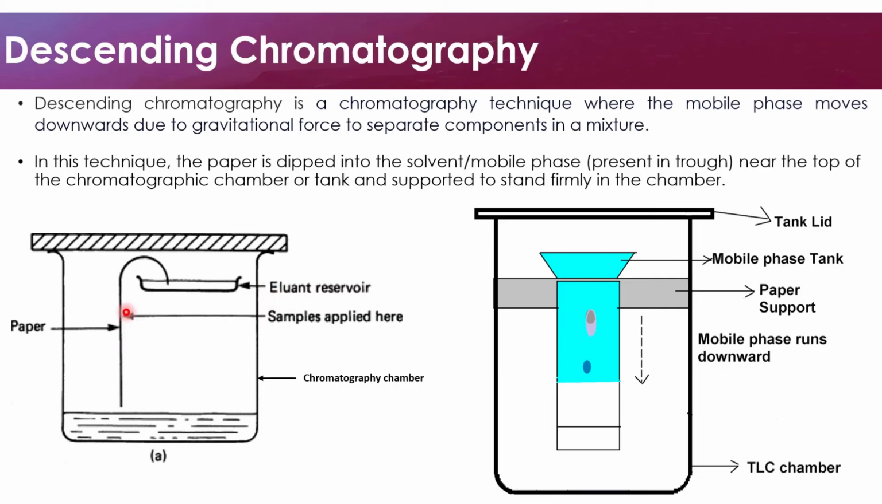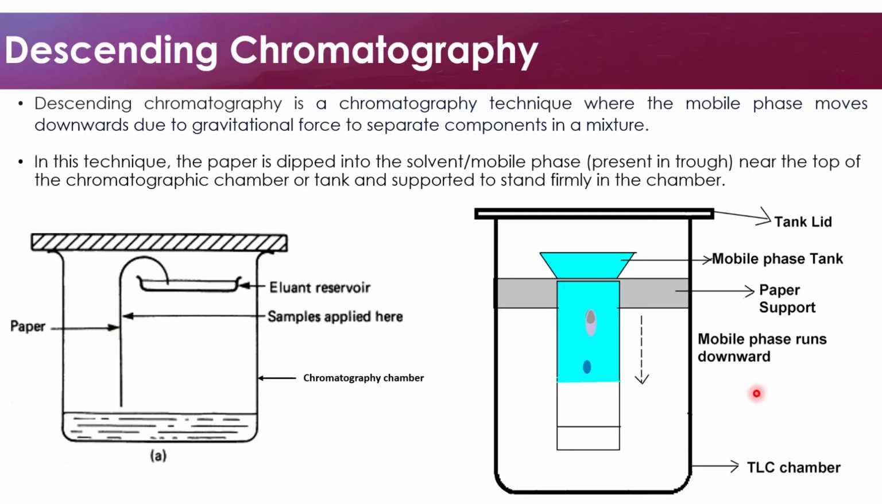And this is where we will be spotting our test sample. Once we spot our test sample and dip the stationary phase into the mobile phase contained in the tank, the mobile phase will move downwards due to gravitational force, and as it moves downwards, it will separate the various components of our test sample.